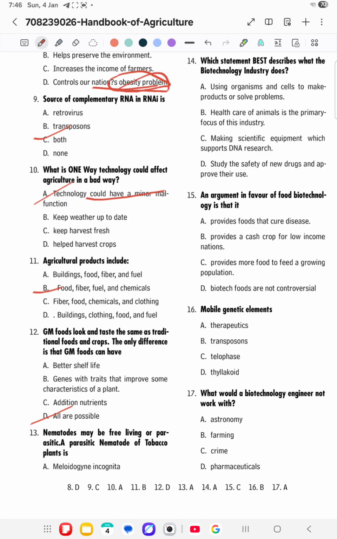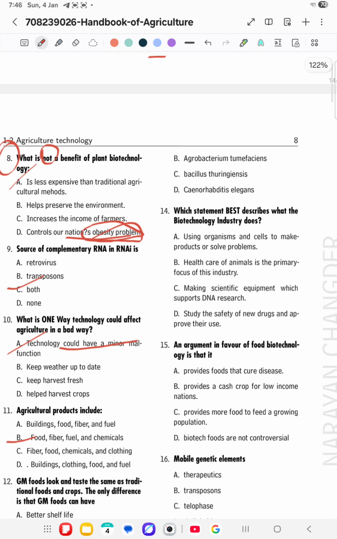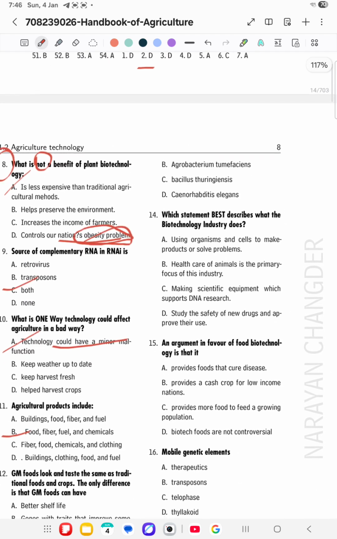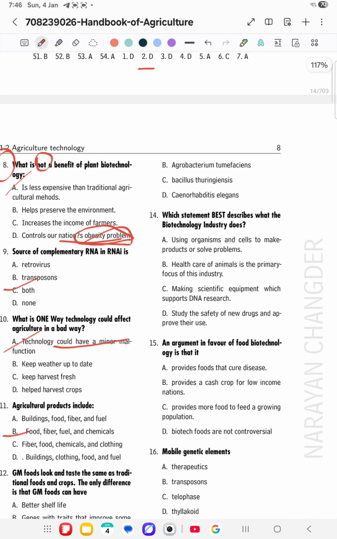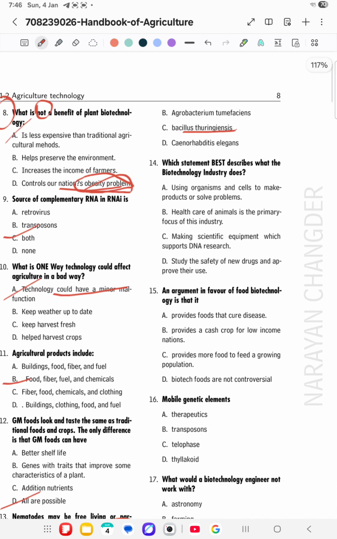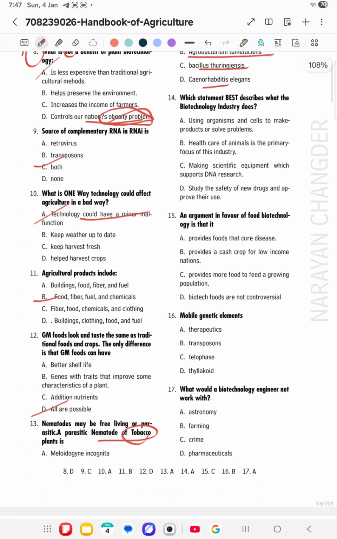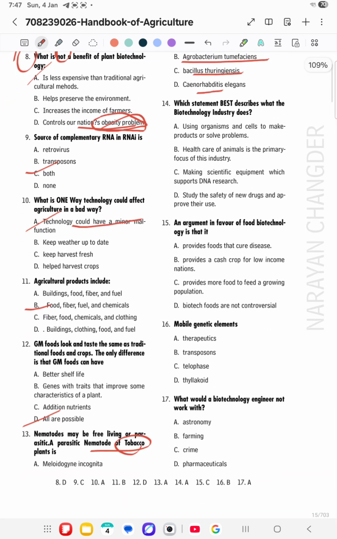Nematodes may be free living or parasitic. A parasitic nematode of tobacco plant is Meloidogyne incognita. Agrobacterium tumefaciens, Bacillus thuringiensis, this is a virus. Agrobacterium is a bacteria. Caenorhabditis elegans. Meloidogyne incognita. Question 13, A.